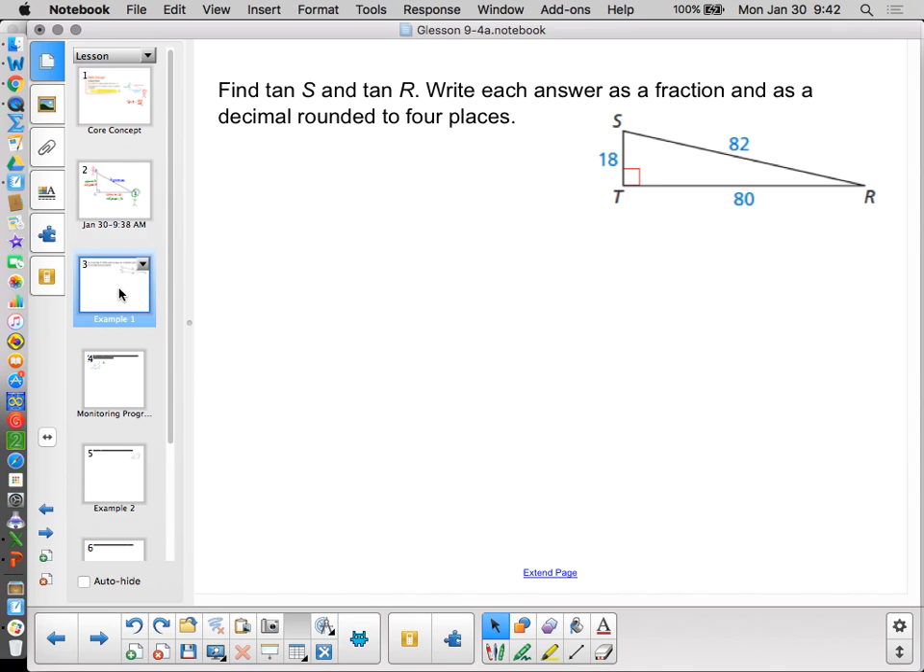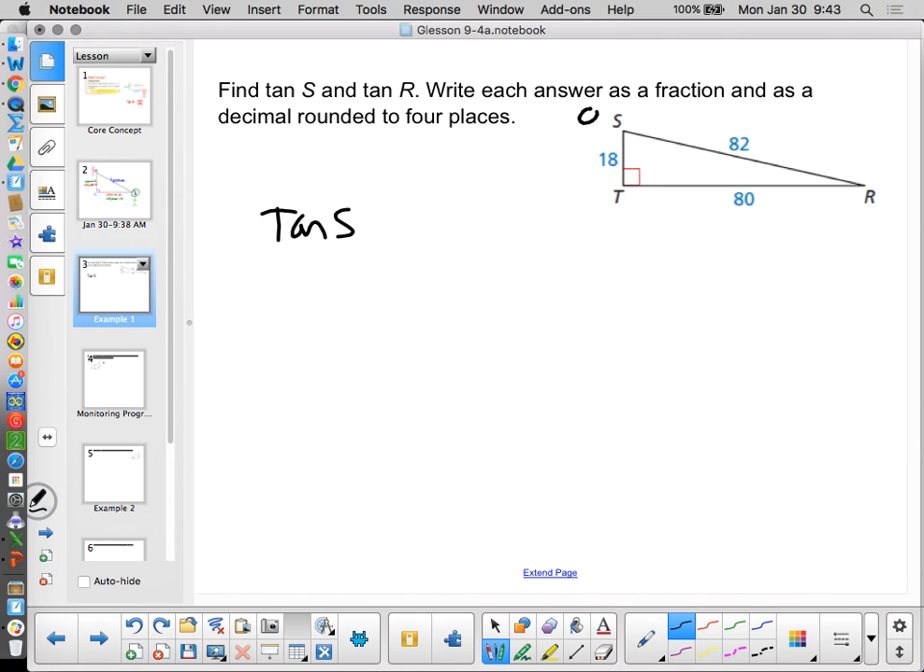So, find the tangent of S and the tangent of R in this triangle. The answer is a fraction and a decimal rounded to 4 places. So it's a little different. We're going to work with fractions and decimals here. We'll get to why in just a little bit, but let's just do it for now. So let's start out with S. I want to find the tangent of S.